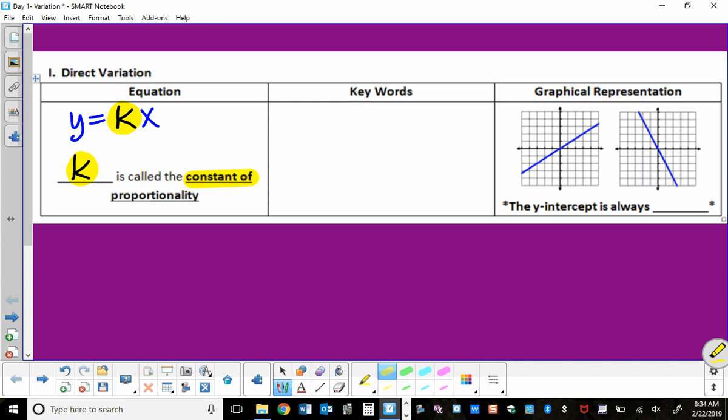The k is called the constant of proportionality. Yes, I know that constant starts with the C, but for whatever reason, they want to represent that with a K.